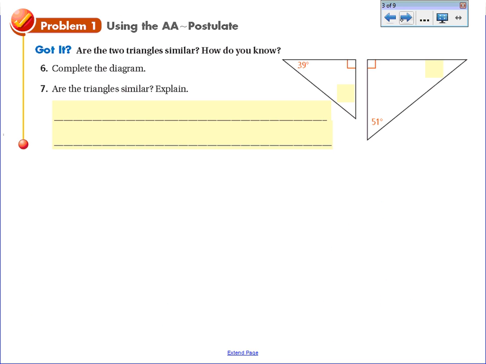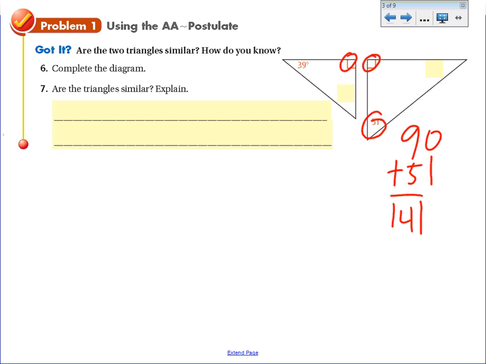Okay, so let's look at this. Use the angle-angle postulate to complete the sentence. It says, complete the diagram. Are the two triangles similar? Well, we know that we have 90 degrees together, and in this one we have 51. So if I have 90 plus 51, I get 141. So what is this angle here? 39. I can stop right there. I don't have to go any further, because I now have 39 and 39 and these two. So I have angle-angle postulate similarity.